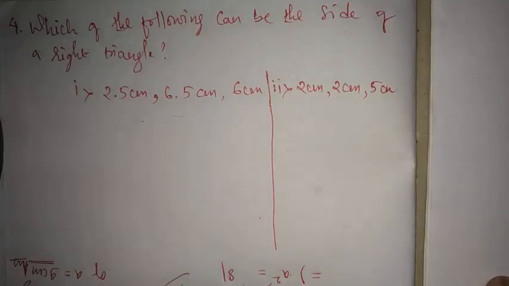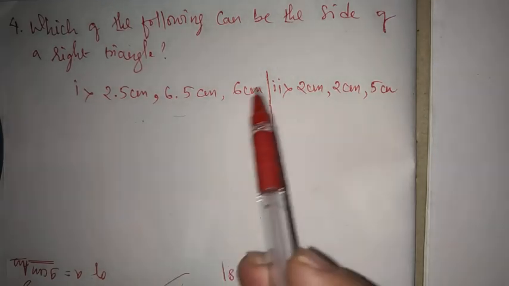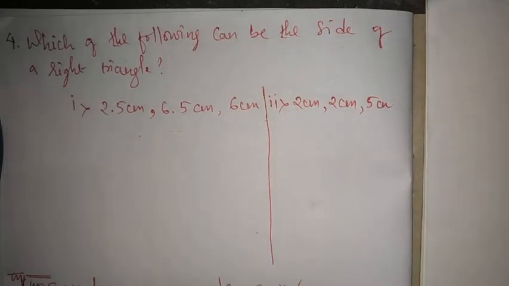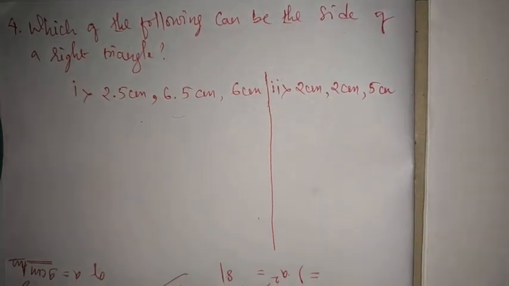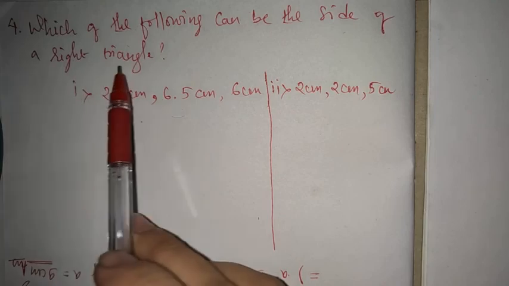So student, here we have question number 4. Three parts are there. I have written here two parts. Just see which of the following sides can form a right angle triangle.